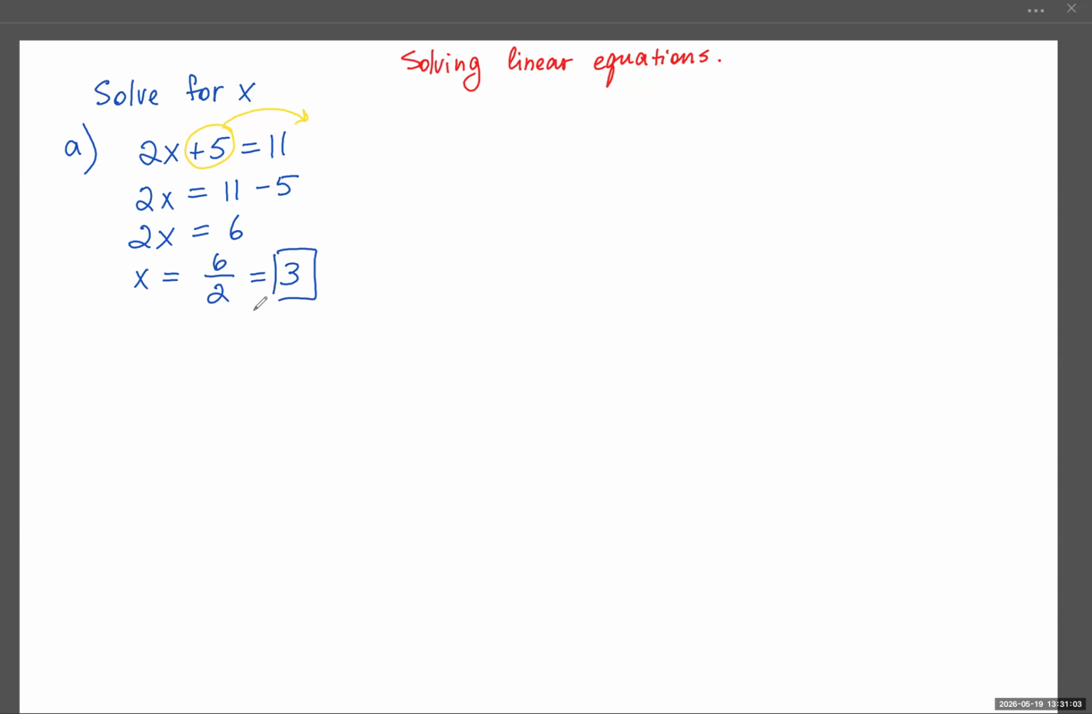Now, let's do the same technique, but with a slightly more difficult question. So 5x minus 8 equals 28 plus 9x. This time the x's are on both sides of the equal sign, and so are the numbers. In order to solve this, we need to put all the x's on one side and all the numbers on the other side. So we're going to move the 9x to the left and move the negative 8 to the right.